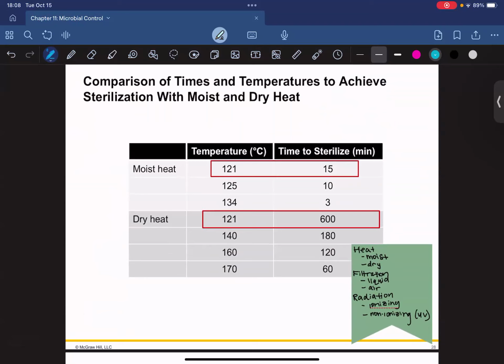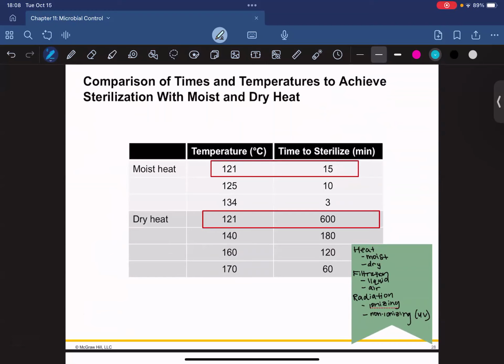So here's a comparison between moist heat and dry heat. If we look at 121 degrees Celsius, which is what we use for autoclaves, and then putting something in for 15, maybe 20 minutes, commonly done for autoclaves. Then we have the dry heat. In order to sterilize something at that same temperature, you're going to have to go for 600 minutes. That's 10 hours. That sounds like a nightmare.